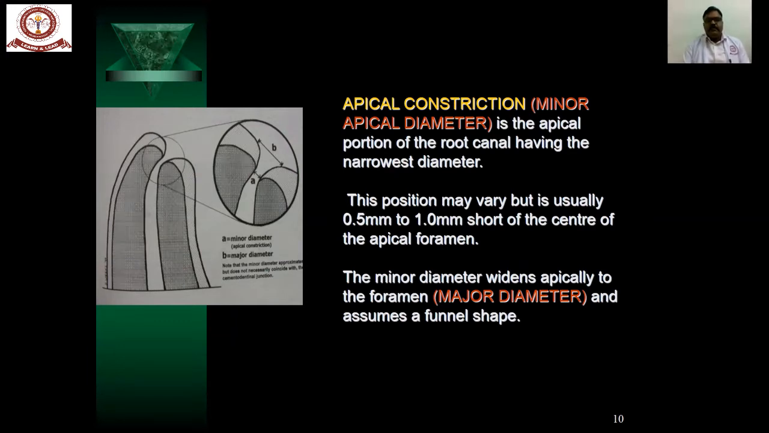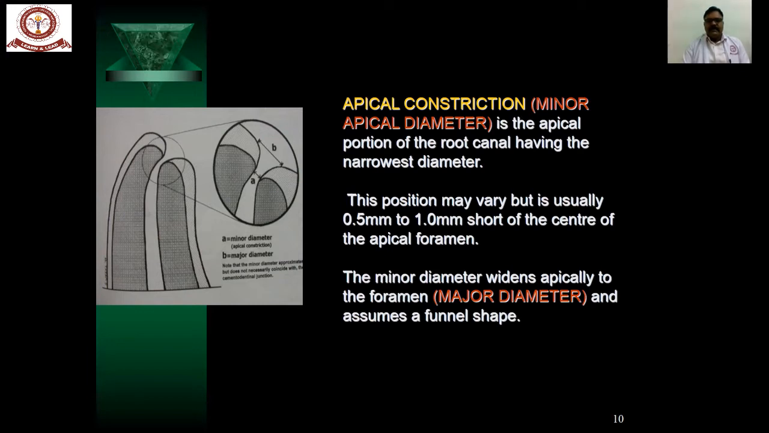So it is the portion of the root canal which has the narrowest diameter. It will usually be placed 0.5 mm to 1 mm short of the apical foramen. The position of the minor diameter might be 0.5 mm to 1 mm short of the apical foramen. The minor diameter widens apically to the foramen, which is called the major diameter, and it assumes a funnel shape.